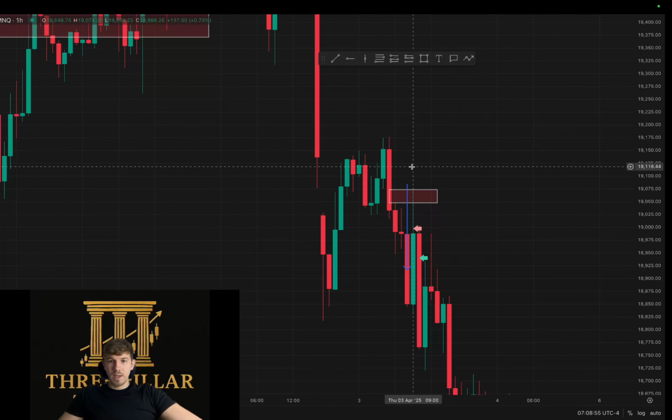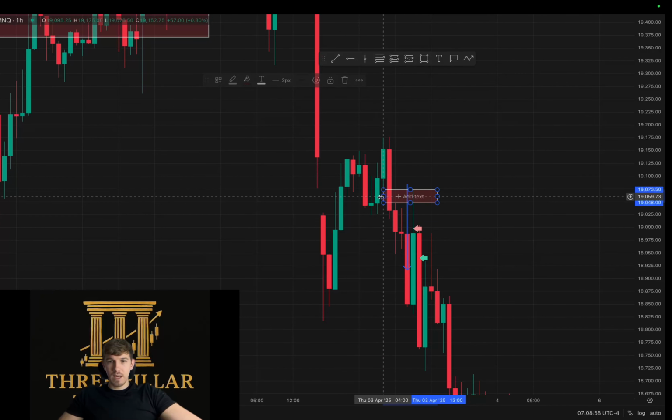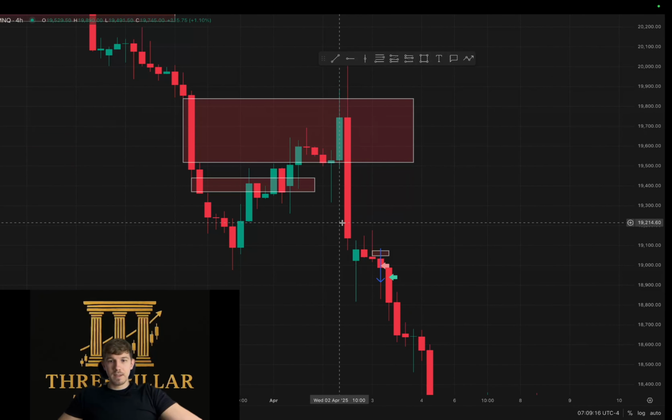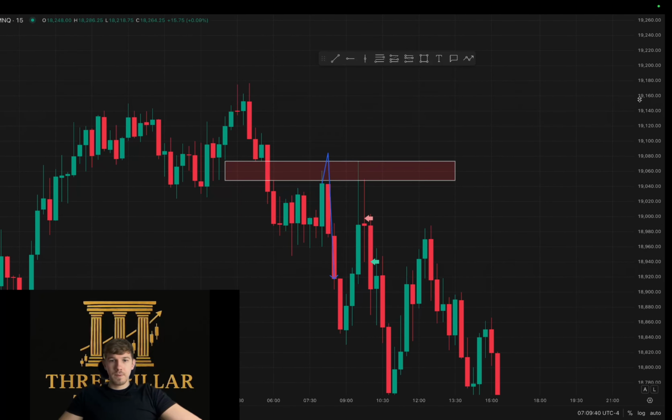So here on the 1 hour you can see that we've actually tapped into this 1 hour fair value gap. On the 4 hour, we've previously tapped into this 4 hour fair value gap, and we have started to react from the fair value gap, continuing in its direction to the 15 minute. We've also tapped back into this fair value gap, and then we're intending to continue with the trend of where price is most likely to go.